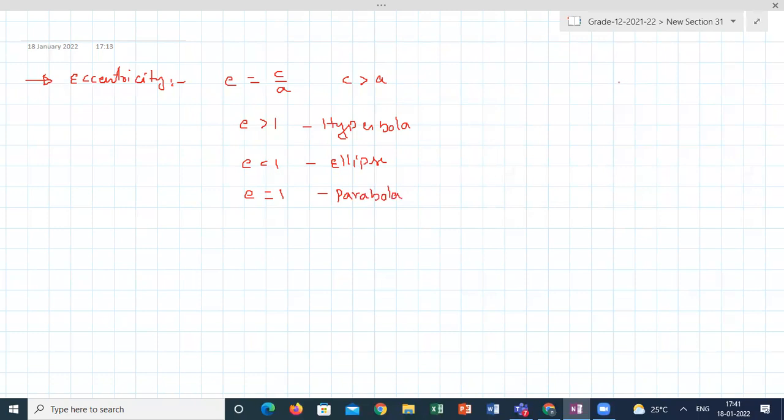Even latus rectum also, if you are thinking why we have to discuss latus rectum and what is one more part? Sorry, completely forgot. We won't discuss it for ellipse and all, but parabola we will discuss.